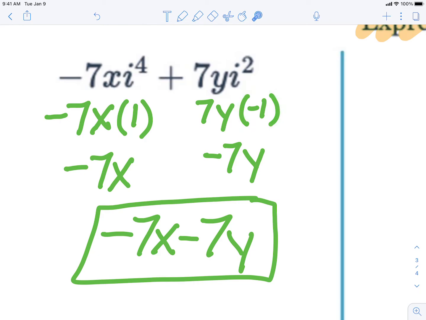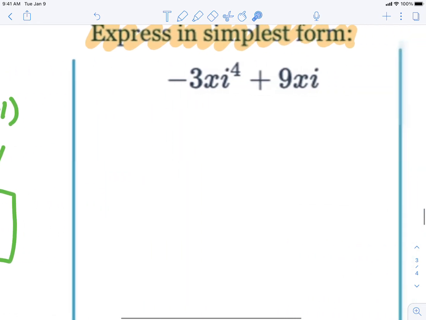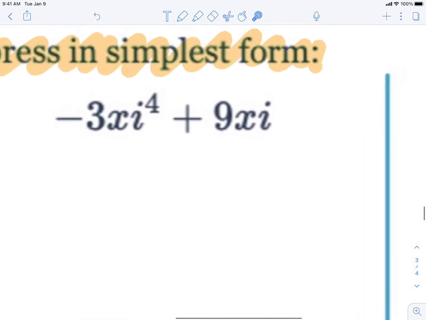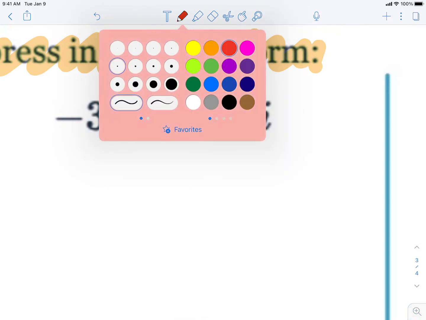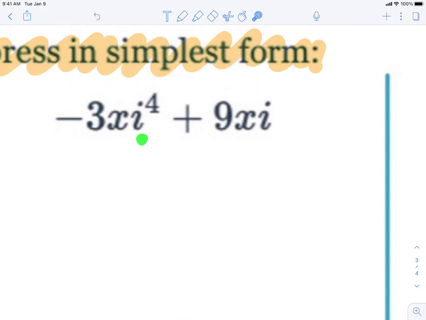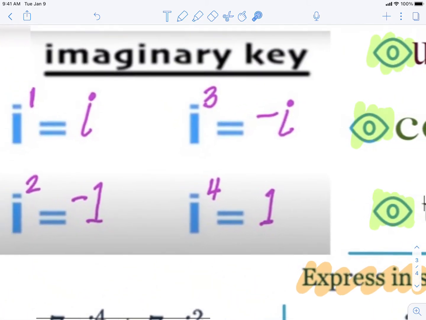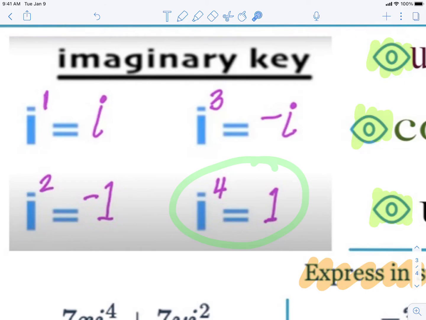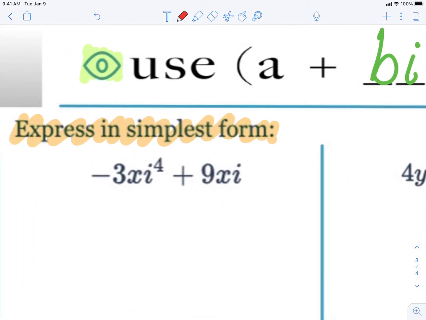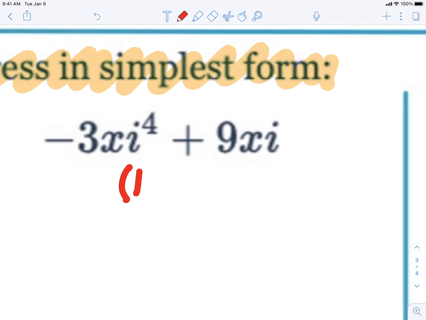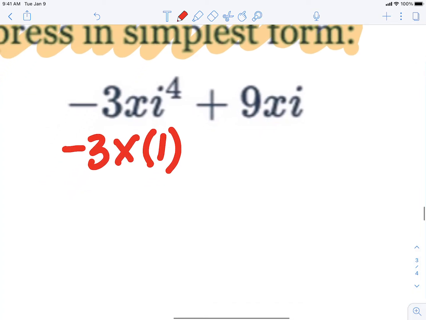Perfect. Okay. Let's do our second example here. So let us substitute. So x to the fourth. I'm going to go over here to my imaginary key. x to the fourth is equal to 1. So let us substitute x to the fourth as 1. So bring down everything else, just like that. And negative 3 times 1 is negative 3x. So, done with that.